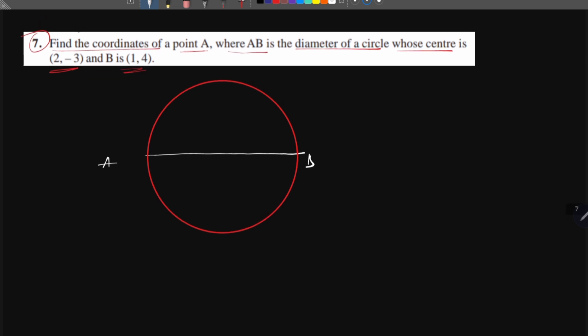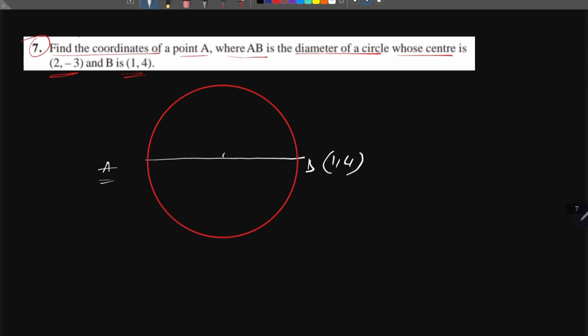Now question number 7. Find the coordinates of the point A, where AB is the diameter of a circle whose center is 2 comma minus 3 and B is equal to 1 comma 4. Let us imagine a circle. In this circle, a diameter is mentioned. So the diameter is given as AB, where AB is the diameter, and we need to find the coordinates of A. A is what we need to find, and the B location is given, 1 comma 4, and the center is also given. The center is 2 comma minus 3.